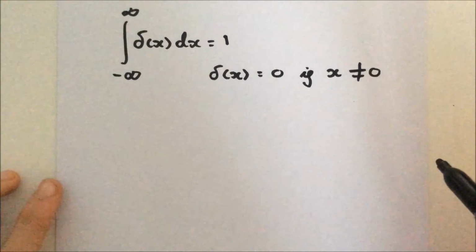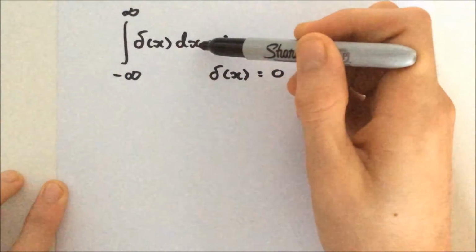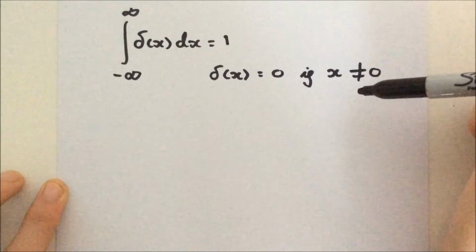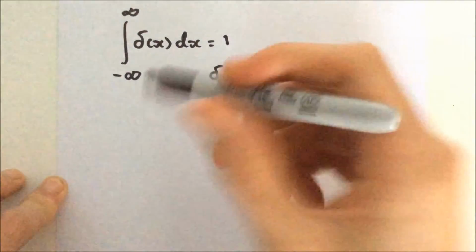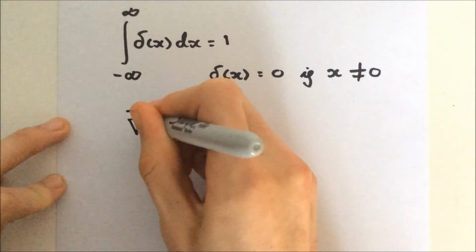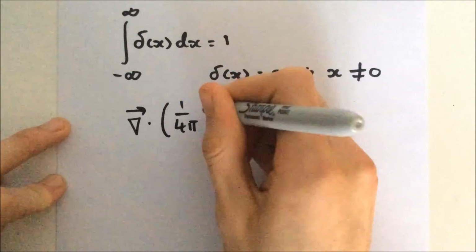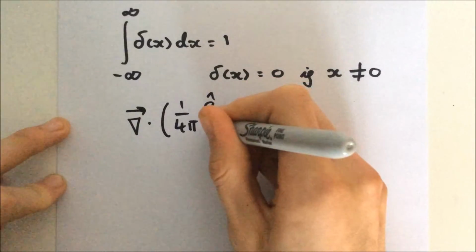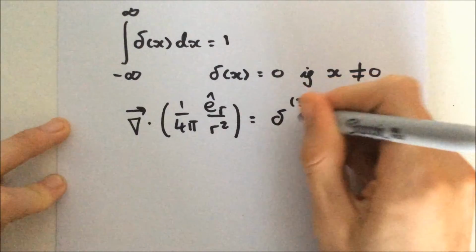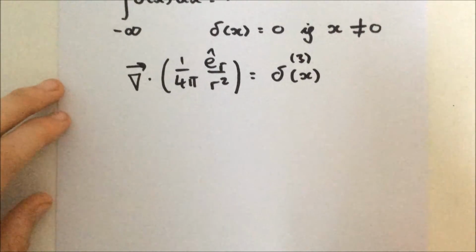Now we can use the delta function. If we take the integral from negative infinity of the delta function with respect to x, it is equal to 1, where the delta function is 0 if x is not equal to 0. Now, go back to our divergence theorem, and therefore we can write that the divergence of our vector, which was 1 over 4 pi e hat r divided by r squared, well, that's simply the delta function in 3 dimensions, isn't it? It acts exactly the same way as the delta function does under the integral.